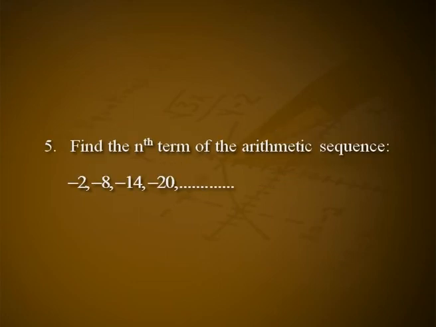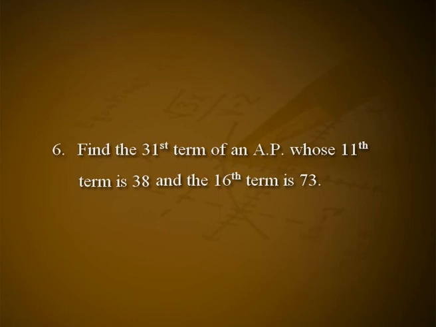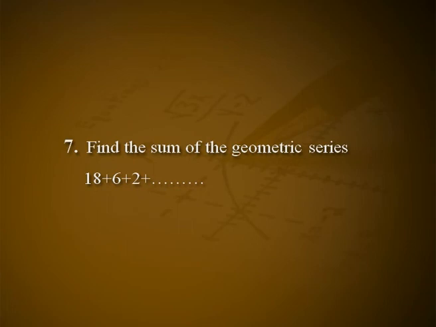Problem number 5. Find the nth term of the arithmetic sequence minus 2, minus 8, minus 14, minus 20, and so on. Sixth one. Find the 31st term of an arithmetic progression whose 11th term is 38 and the 16th term is 73. Seventh one. Find the sum of the geometric series 18 plus 6 plus 2 plus and so on.